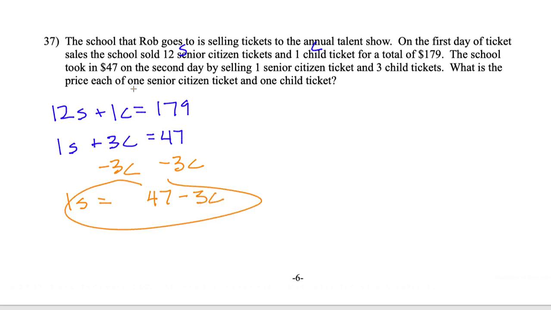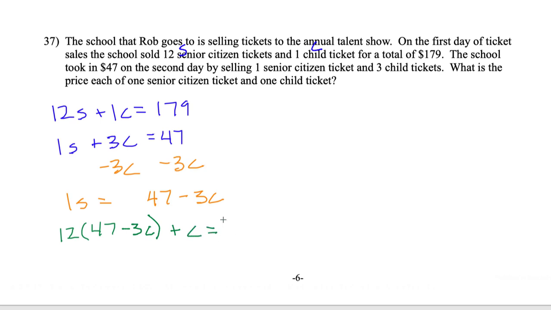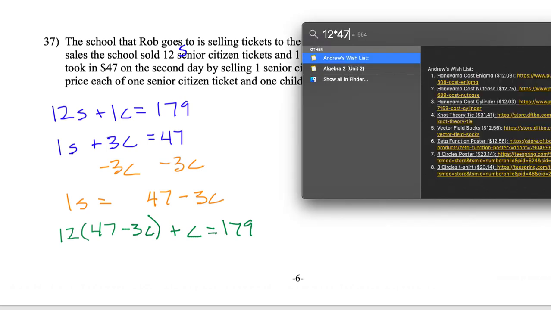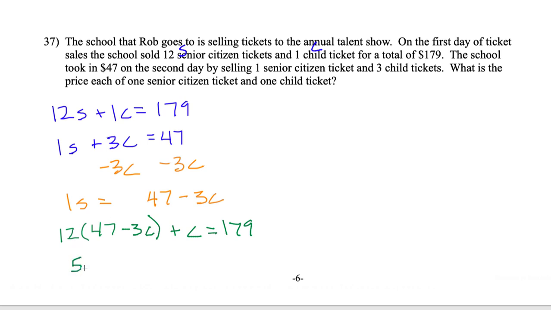So I have one equation, my other equation. I'm now going to say that this S right here is 47 minus 3C. So I have my new equation that states 12 times 47 minus 3C plus C is equal to 179. From there, 12 times 47. We don't have calculators on the test, but I am out of time, so sorry. 12 times 47, 564. 564 minus 36C plus C equals 179.